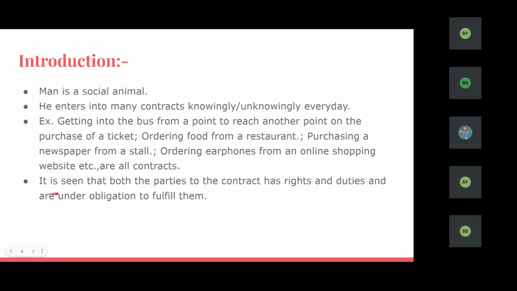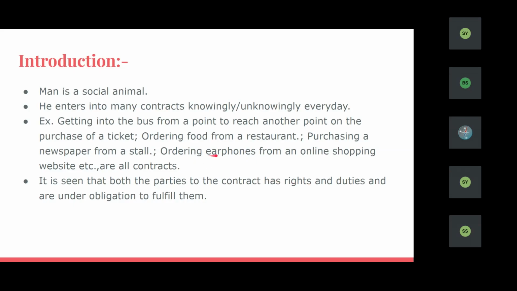Now, it is always seen that both the parties to the contract have rights and duties and are under obligation to fulfill them. Here, let me say parties. Why are we using the term parties? Because there are always two or more persons involved in a contract. It is not just you and some other person. Two parties, or two or more parties. Both of them have rights and duties.